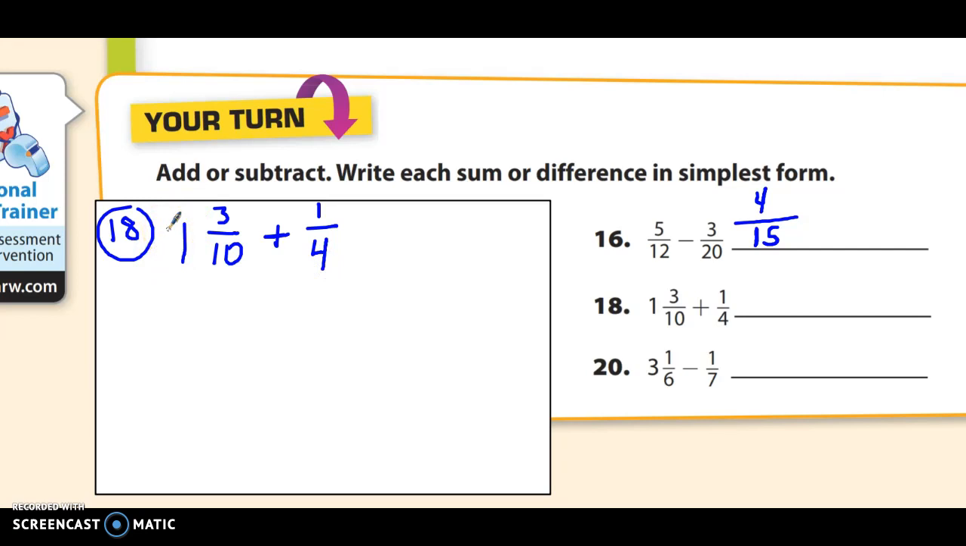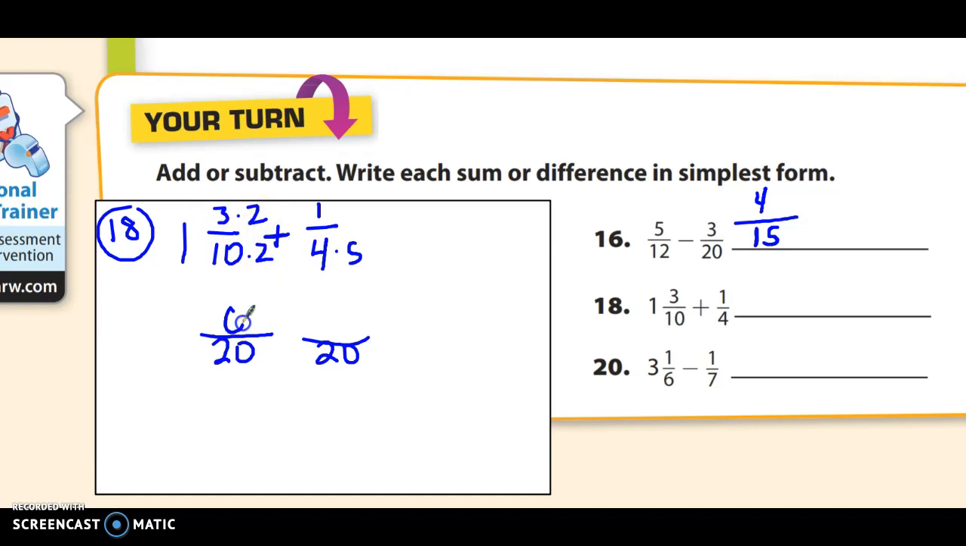First step is to ask myself, what is a good common denominator for tenths and fourths? And if I just count by 10, 10, 20, I got it right off the bat. It's going to be 20. 20 works because I can get there by going 10 times 2, and I can get from 4 to 20 by multiplying by 5. Then I multiply my numerator by 2.